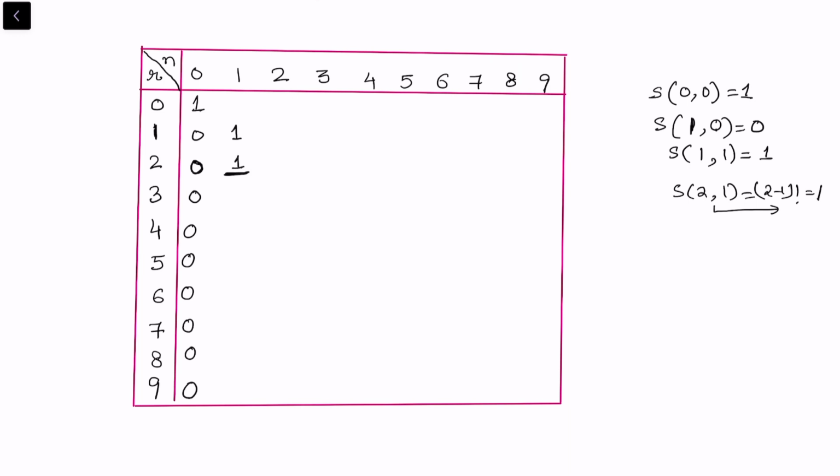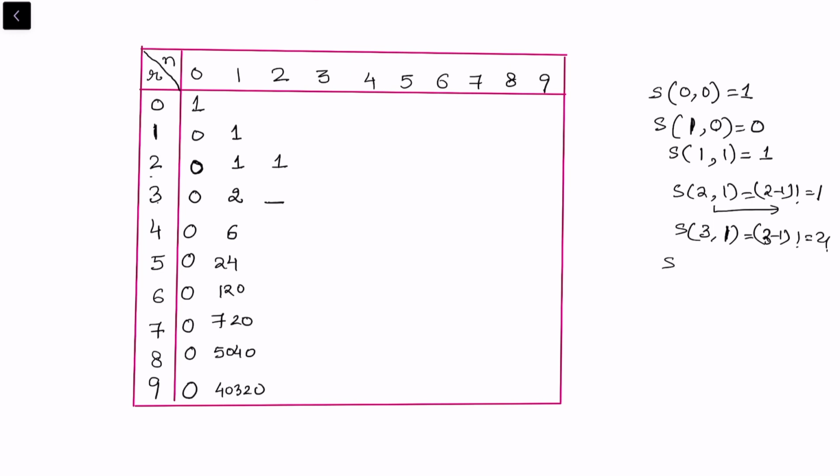Let's calculate some other value. Say for example I want to calculate this one, 3, 1. Whenever this is 1, there is one table, so this will lead to the same problem, that is 3 minus 1 factorial, that is 2 factorial. So this value will come out to be 2, and then we have 6, because this value corresponds to 4 minus 1, that is 3 factorial, which is 6, and this will be 24, 120, 720, 5040, 40320.